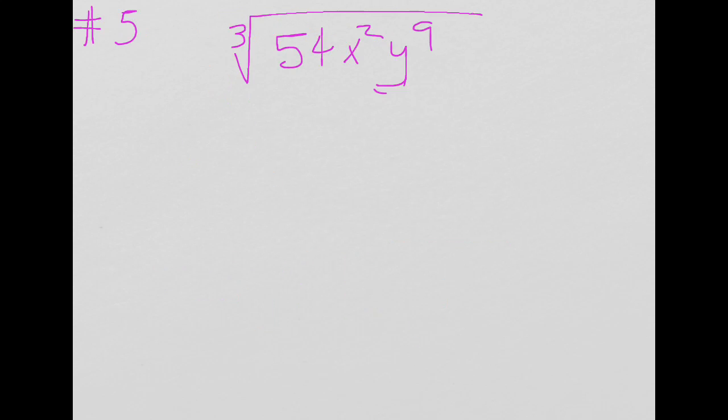Okay, so for a cube root, we follow the same process that we do with a square root. We want to break down the number first. So I want to break down the 54. I break down the 54 into 9 and 6 again.